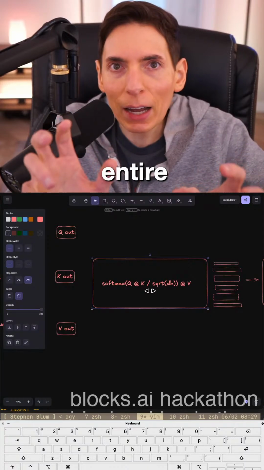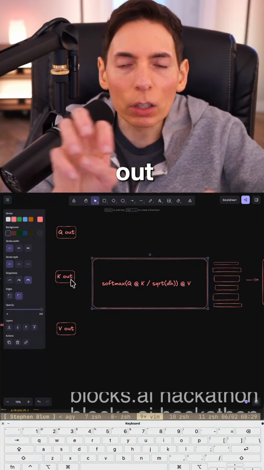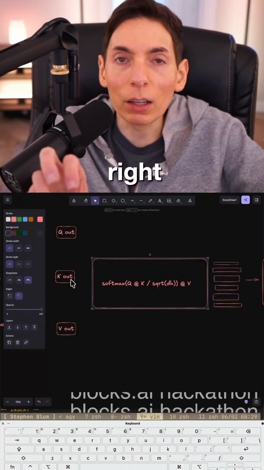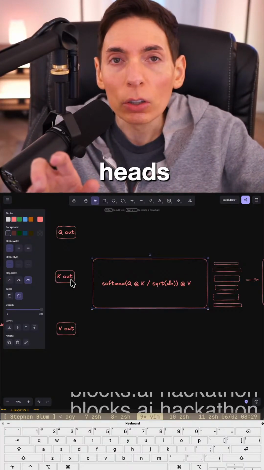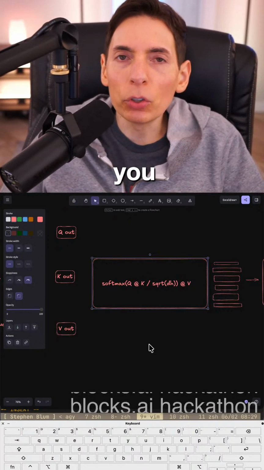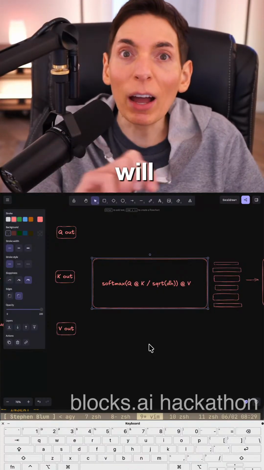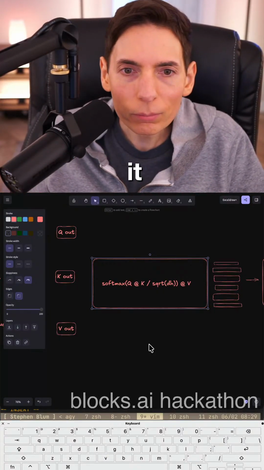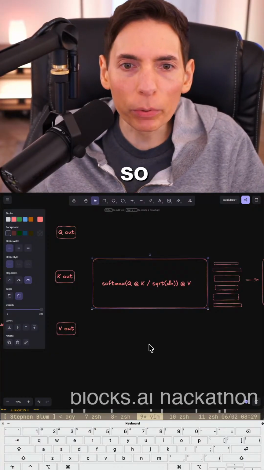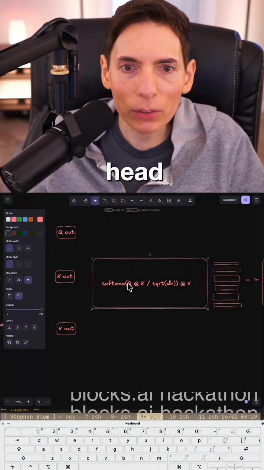Because if you did it for the entire Q and K, you'd be striking out a lot of zeros, and a lot of the heads could end up with just all zeros. So if you do it on a per head basis, then at least every single attention calculation will have some value to it. Before softmax or after? Okay, before softmax. So it's in here on a per head basis.